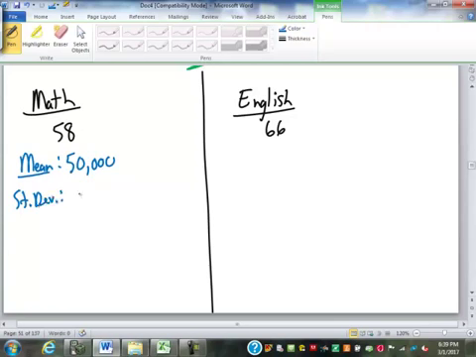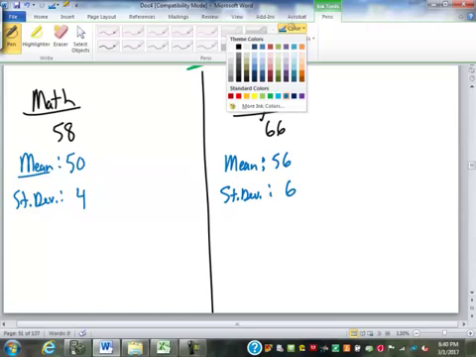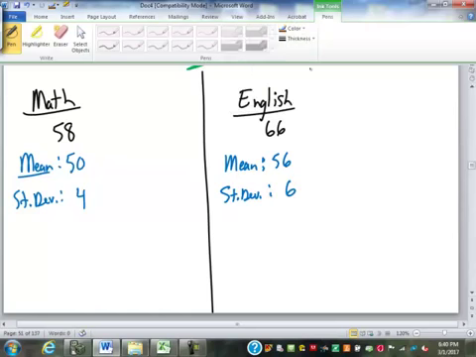With a standard deviation of, I don't know why I put 50,000 there. The score of 50 with a standard deviation of 4. I'm just used to writing those zeros from the home loans right now. The mean score on the English test is 56 with a standard deviation of 6. So which one's more impressive? Well, right now I want you guys to find the z-score for each of those.